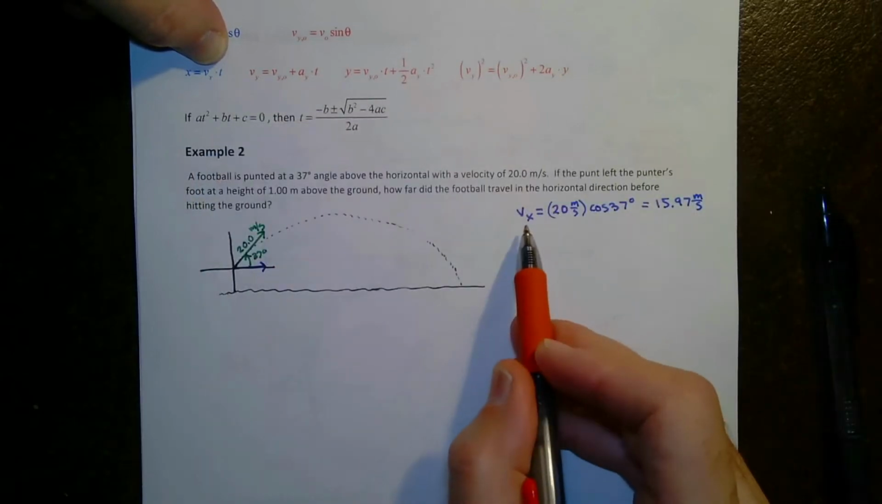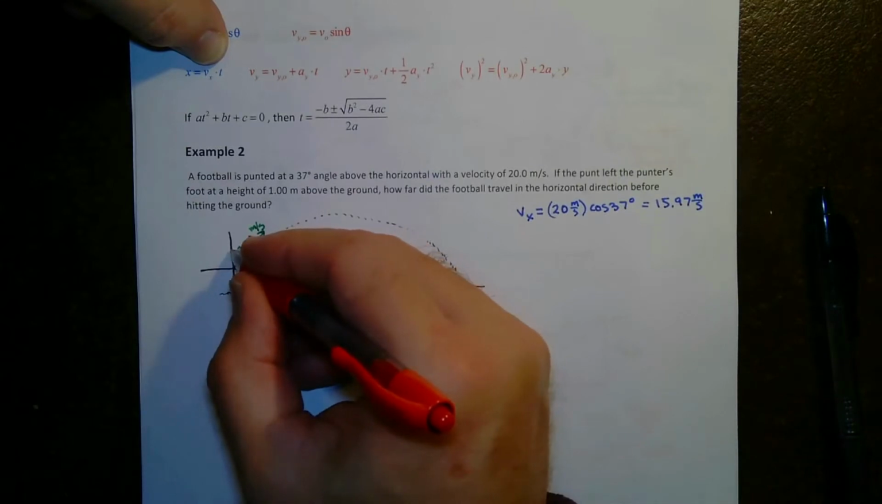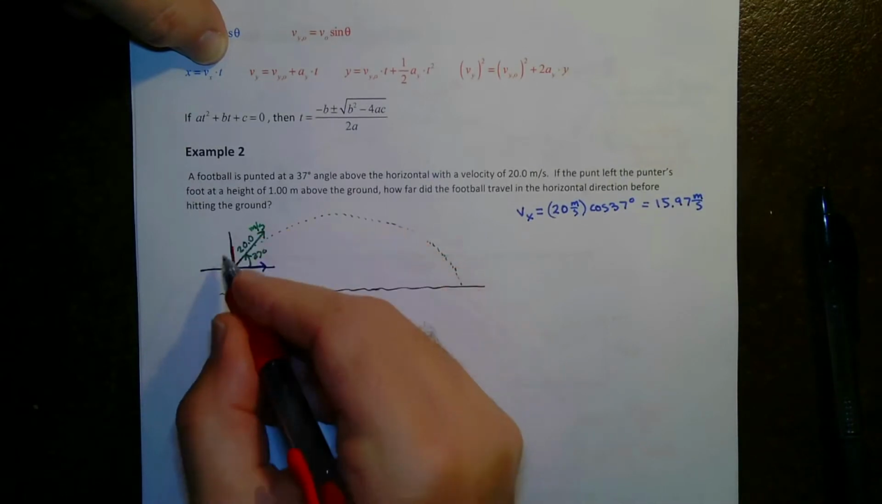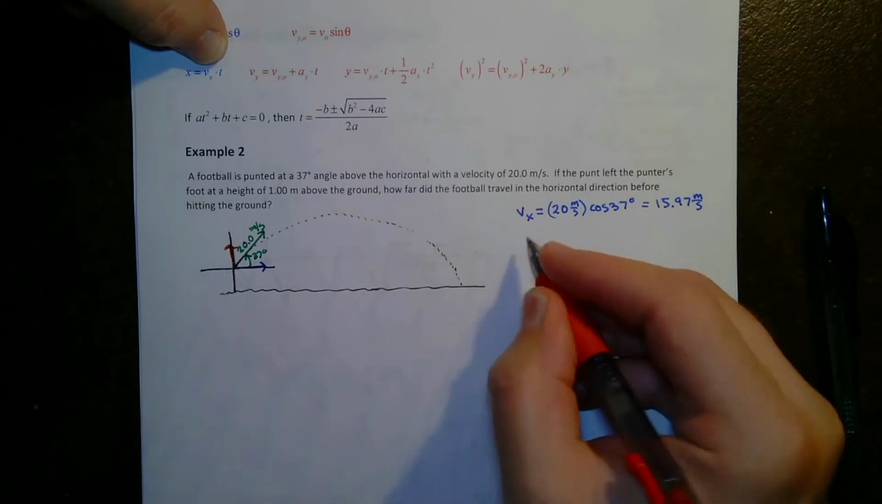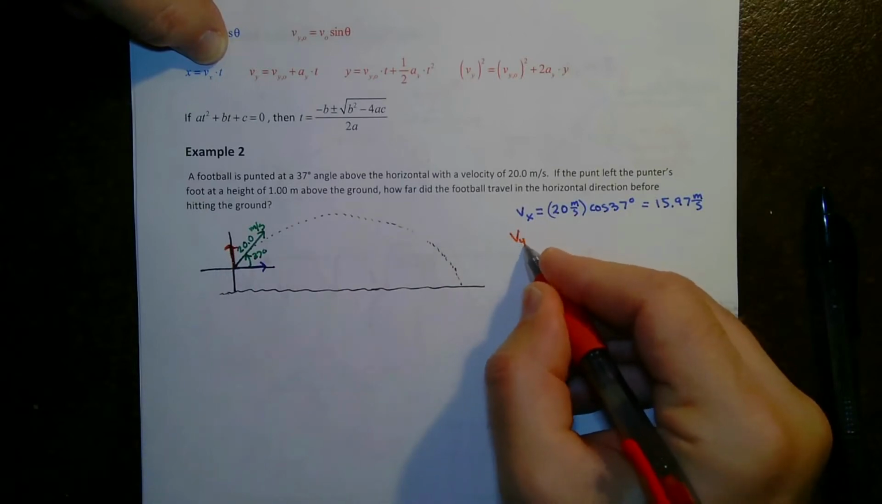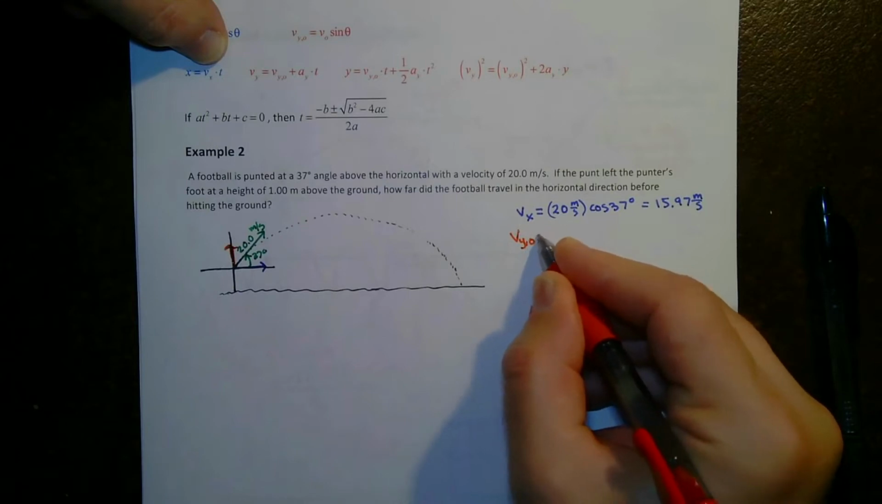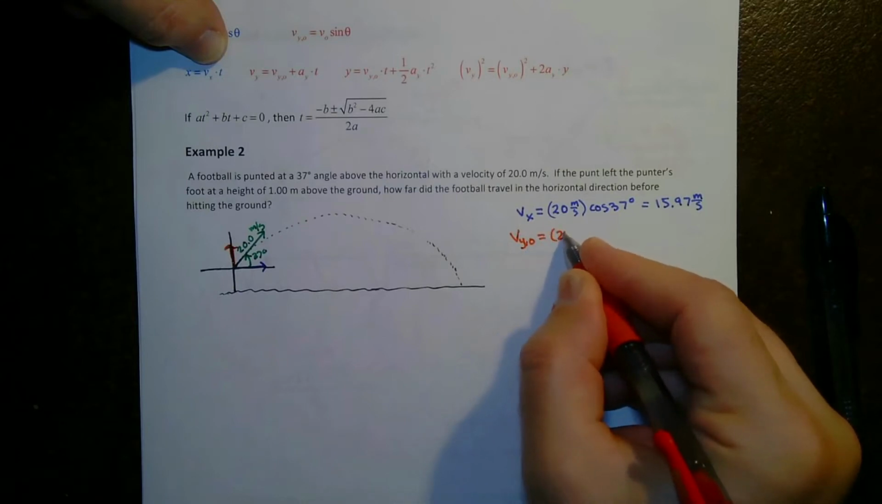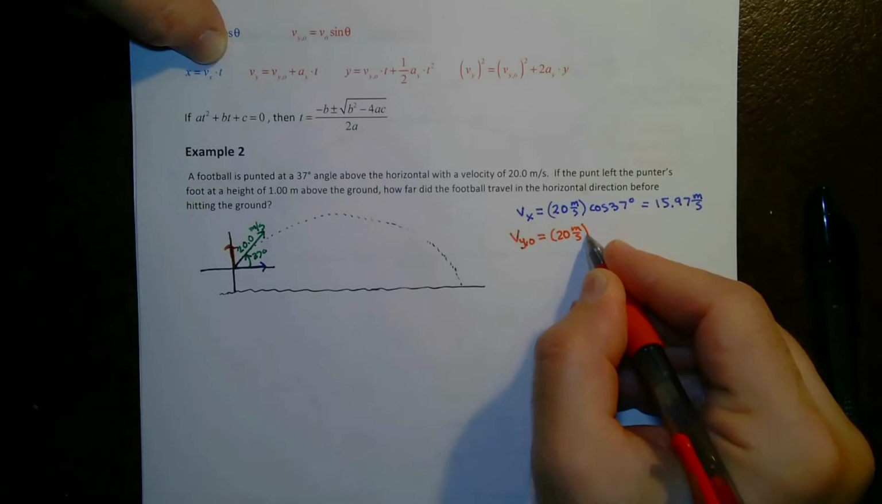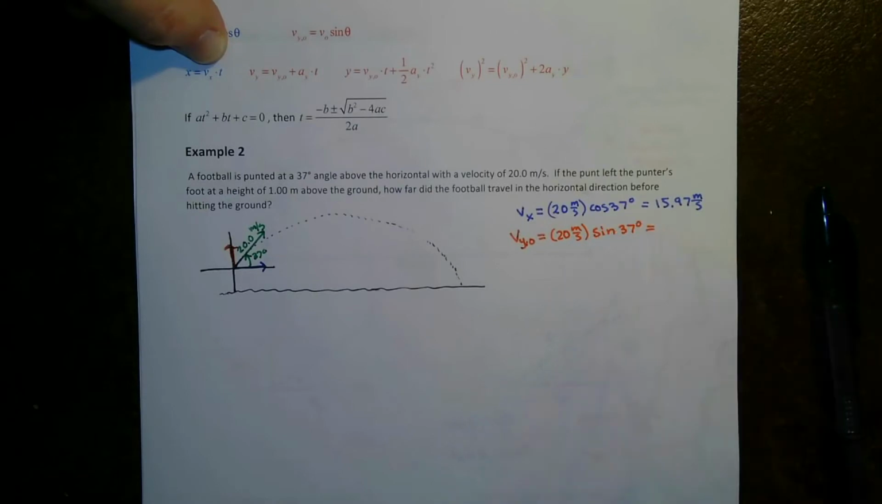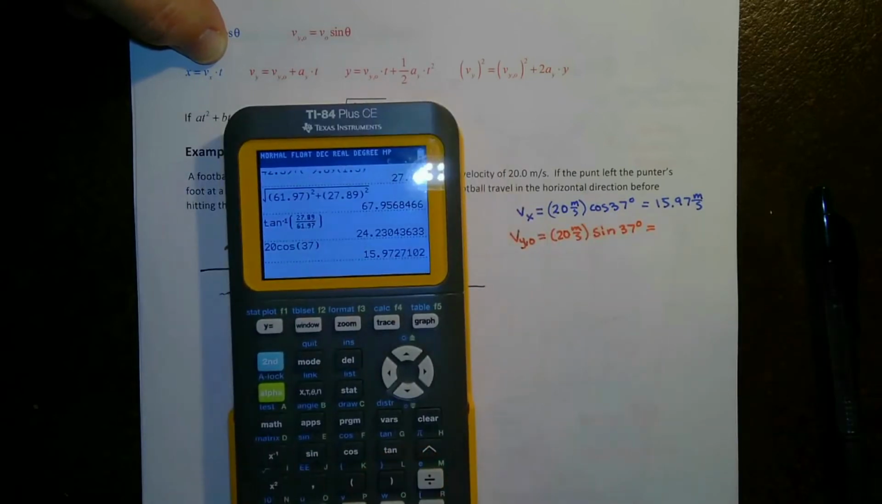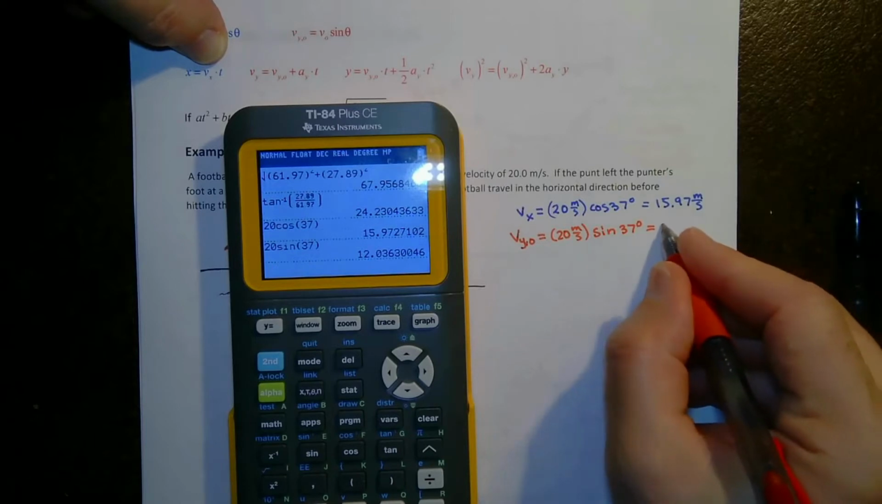All right, so now I can also get this vertical velocity right here. The starting vertical velocity, V sub YO, is equal to 20 meters per second times sine of 37 degrees. And then we can put that into our calculator, and we get 12.04.